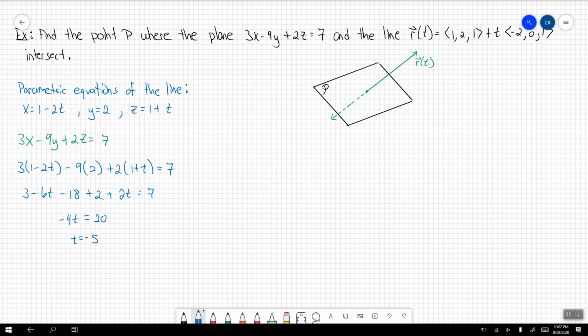So what's really nice about this is that we can now use the parametric equations that we were given. So if we know t is negative 5, the x component is going to be kind of nice. The x component is now, sorry, not negative, it's just positive 11. The y component is still 2. And the z component is now going to be 1 plus negative 5, which is negative 4, which means we found our point.